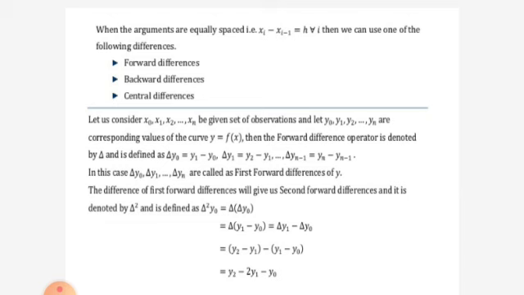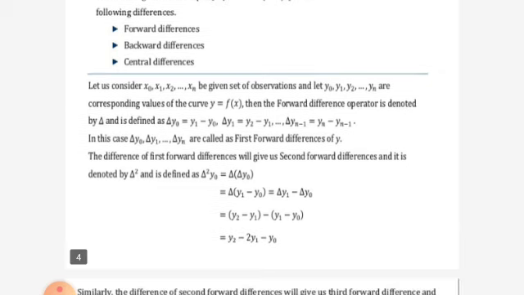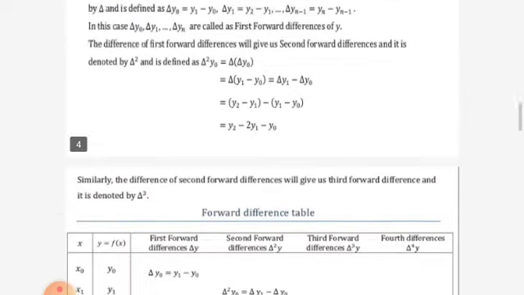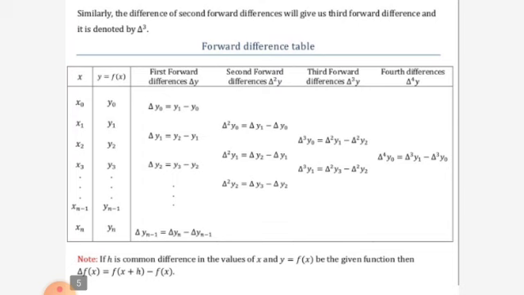The difference of the first forward differences is called the second forward difference, and it is denoted by delta squared, defined as delta operated again on delta y0. So it would be delta y1 minus delta y0. Continuously, we can find any finite number of differences with the help of the forward difference operator. So, let us understand all this process through a table. Let us see.